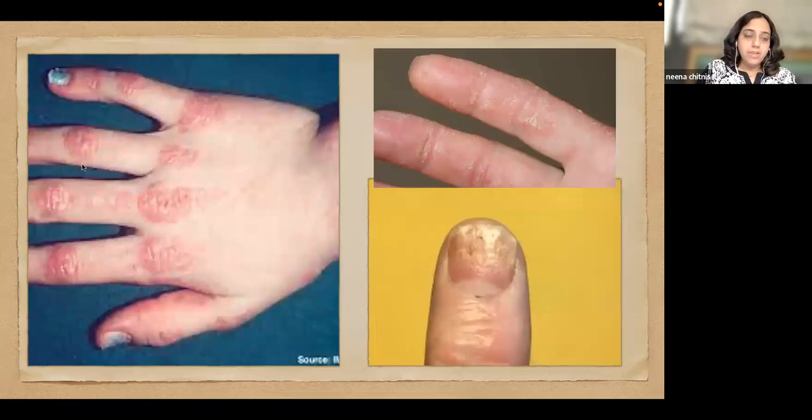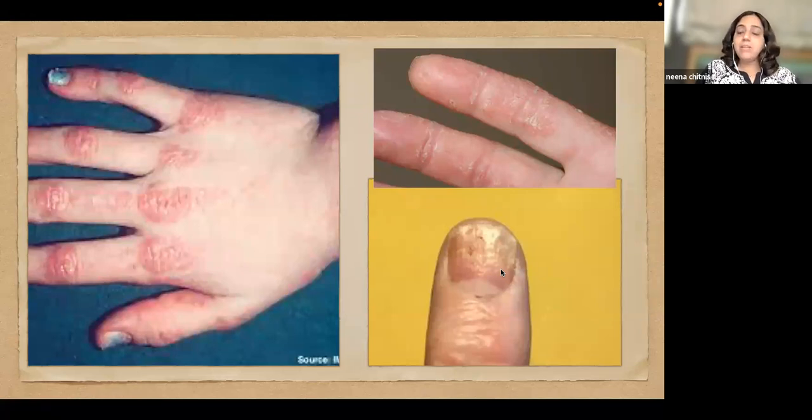Again, if you see this, these are papular rashes on the hands. This is Gottron's papules, which you see in dermatomyositis. This is mechanic's hands, which again you see in dermatomyositis. This is the nail in psoriasis.